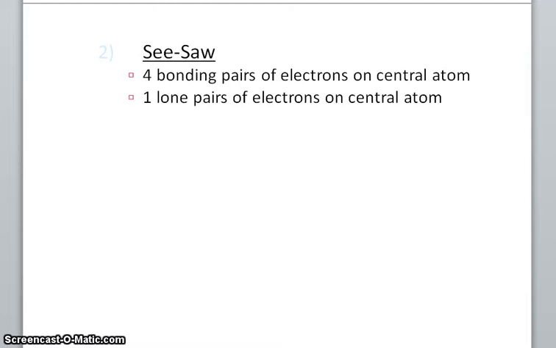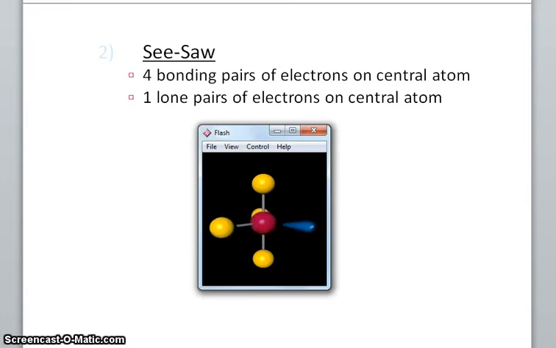Now, if we remove one of the bonding pairs of electrons from that trigonal bipyramidal electron geometry and replace it with a lone pair of electrons, we're going to have what's referred to as a seesaw shape. So there are 5 pairs of electrons around the central atom. 4 are bonding pairs, 1 is a lone pair, and we're going to have a seesaw shape. So when we look at this model, we've got our central atom. There are 4 bonding pairs of electrons and 1 lone pair of electrons taking space up around that molecule, and that gives us a seesaw shape.